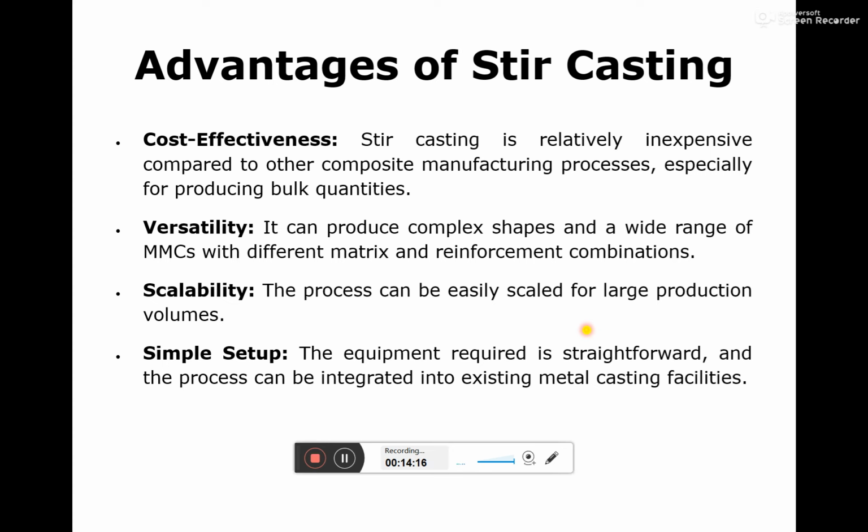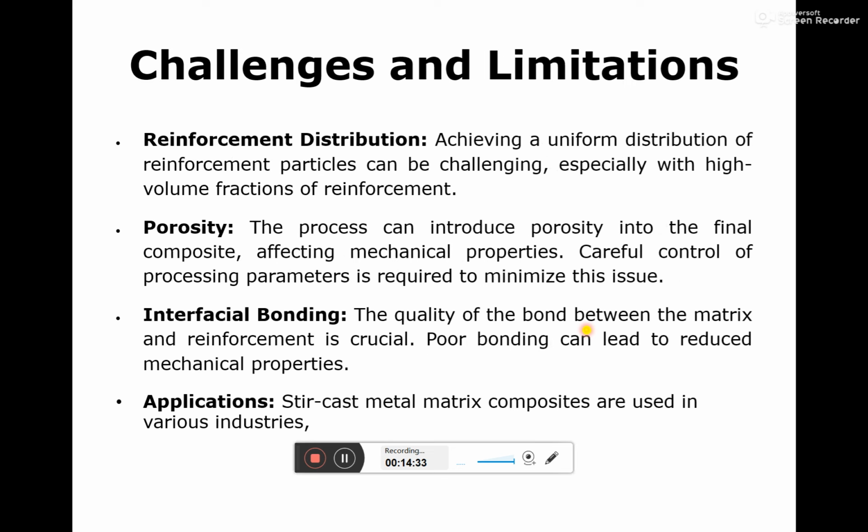And one more advantage of stir casting is that the operation of this setup is very easy, a simple process. So that is one of the advantages related to the stir casting process.